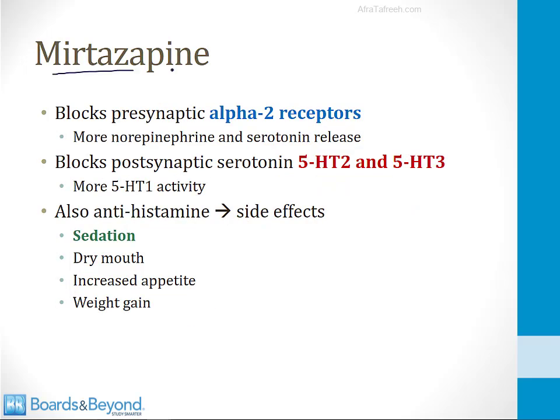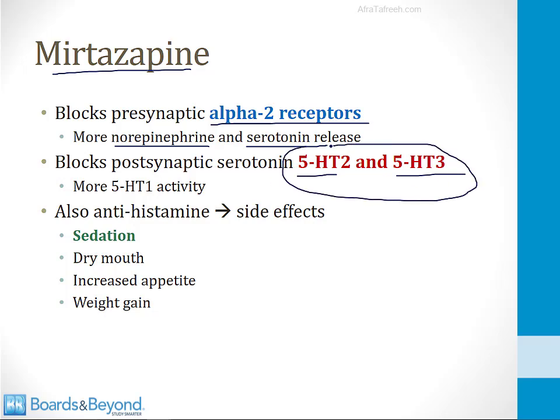Our next drug is mirtazapine, which goes by the trade name Remeron. This drug blocks presynaptic alpha-2 receptors, and that leads to more norepinephrine and serotonin release. I'll show you a picture of how this works in a minute. In addition, in the postsynaptic neuron, this drug blocks two subtypes of the serotonin receptor, the 5-HT2 and 5-HT3 subtype. Because it blocks these two receptors, serotonin exerts more effect on the 5-HT1 subtype of receptors, and this is related to some of its beneficial effects.